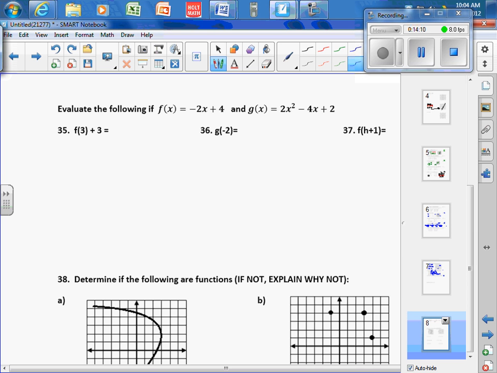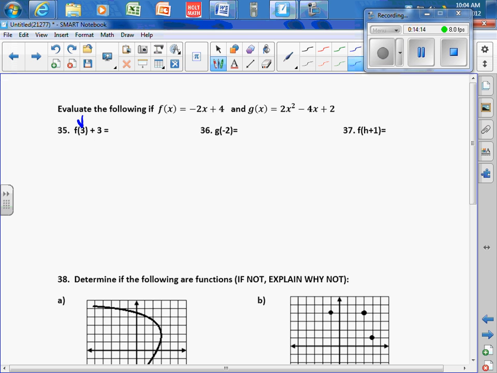35, f of 3, and then plus 3. Whatever's in the parentheses, put it in for the x, do the math. Negative 2 times 3 plus 4, but then we need to add 3 at the end. So we have negative 6 plus 4 plus 3. Negative 6 plus 4 is negative 2 plus 3 is 1.